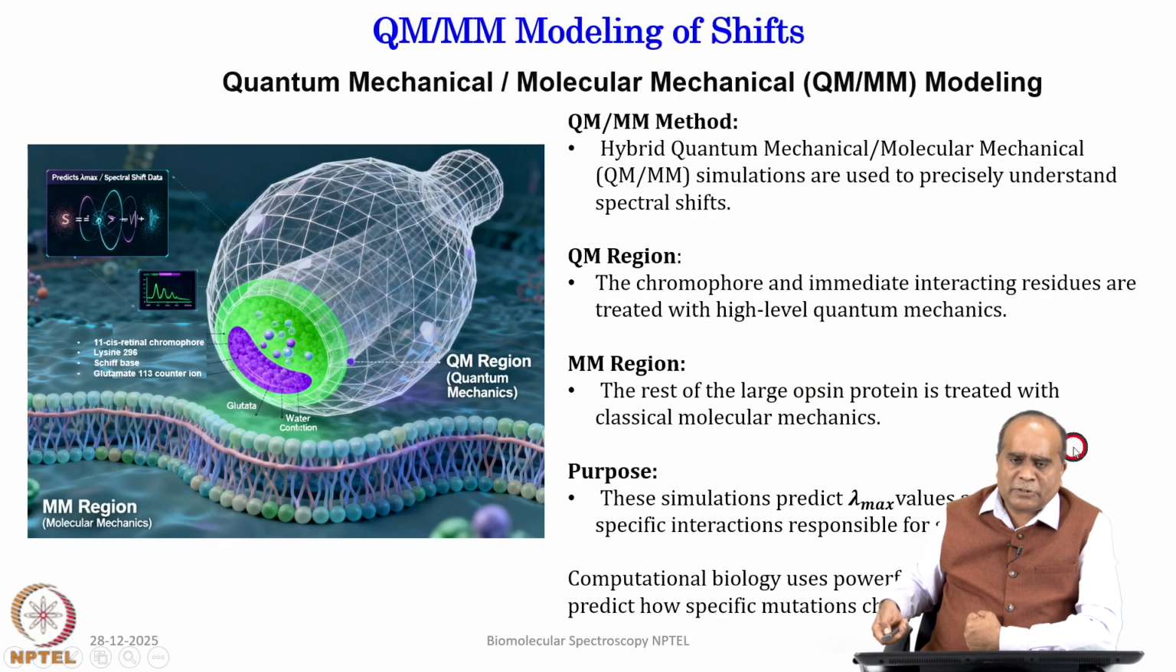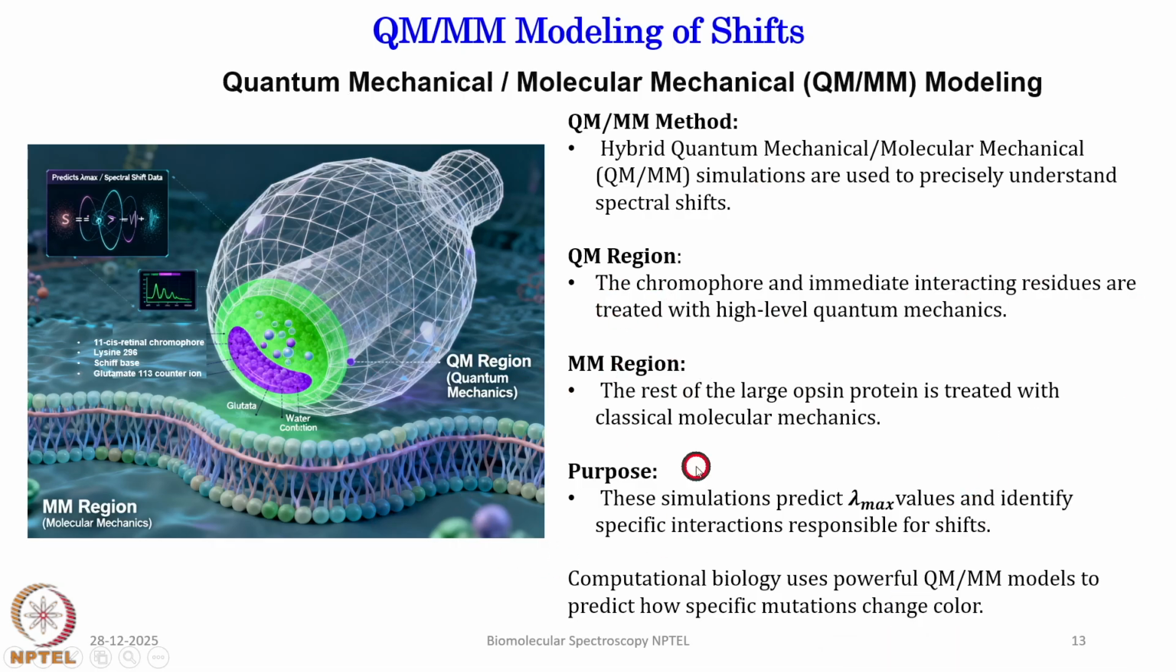Molecular mechanics handles the rest of the large opsin system, and the purpose of this study is that we can do the simulation to predict the lambda max value and identify what specific interactions are happening here. So, we can now use learning from nature, using computational biology, to understand how the switching and fine tuning happen, or what is the science behind it. Computational biology can use a powerful quantum mechanical molecular mechanical system to predict how a specific mutation can change the color. So, what we observe from nature, we can basically understand using computational tools.